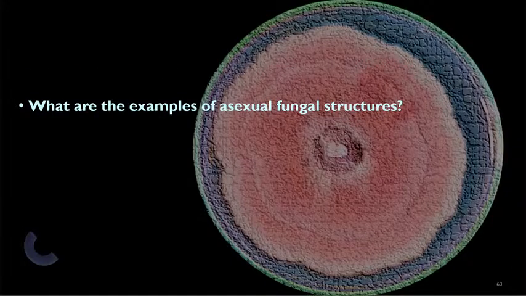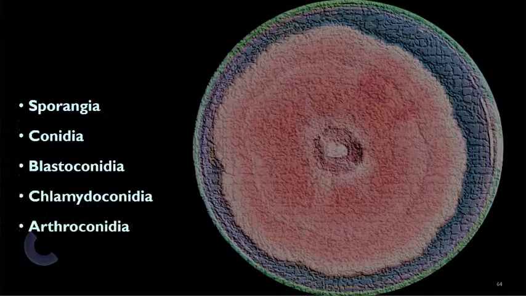Now, examples of asexual fungal structures. So as I mentioned before, from what you've seen earlier, there's sporangia, conidia, blastoconidia, chlamydoconidia, and arthroconidia. These are the things that you need to remember.